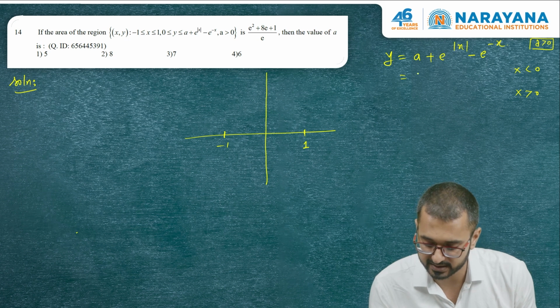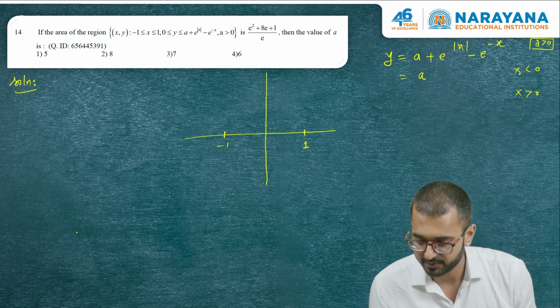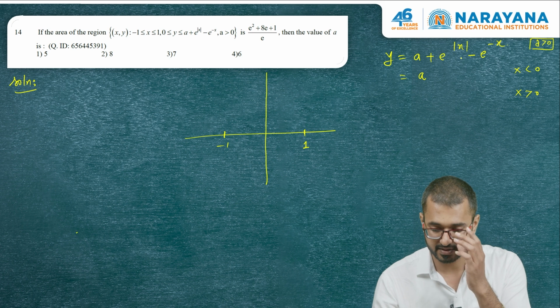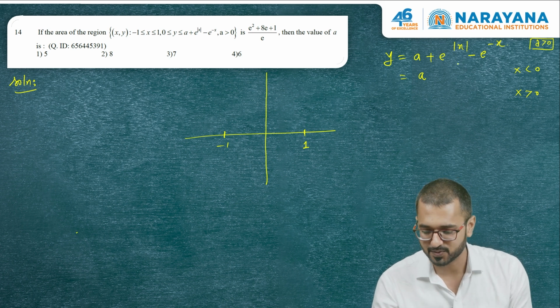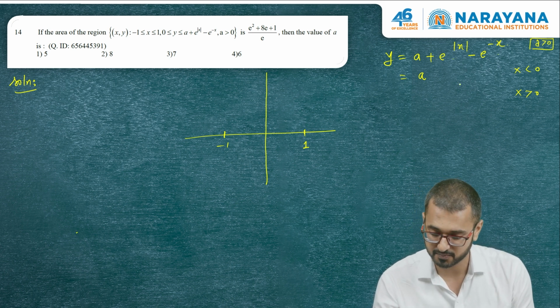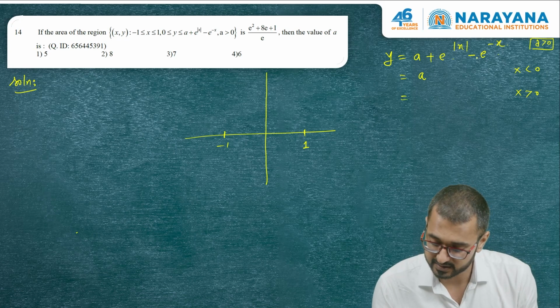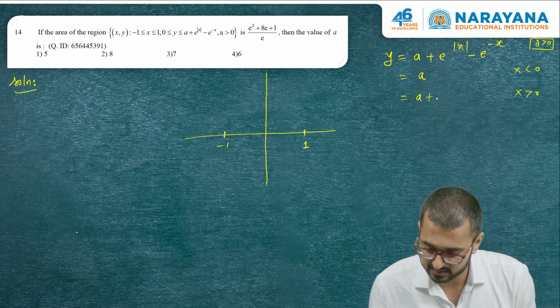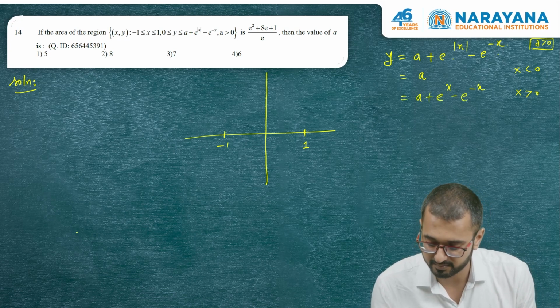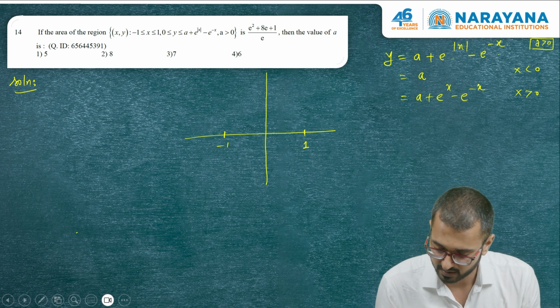So these two get cancelled, so I'll be getting only a, because when x is negative, mod x means x is negative. So this and this will cancel out each other, so I get a. And when x is positive, this will become a plus e to the power x minus e to the power minus x. So we have the graph now, we'll graph it.